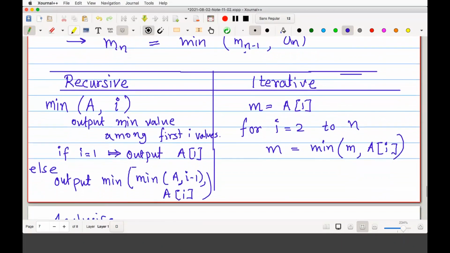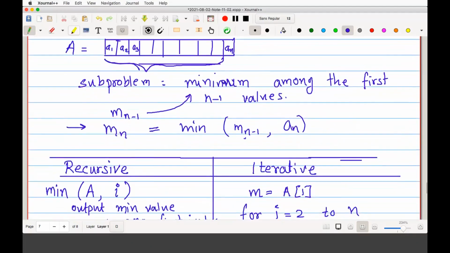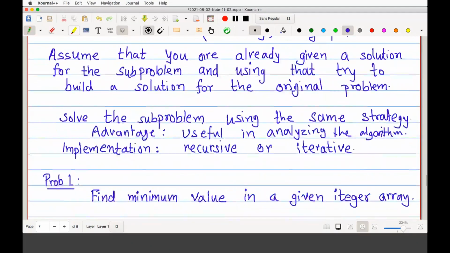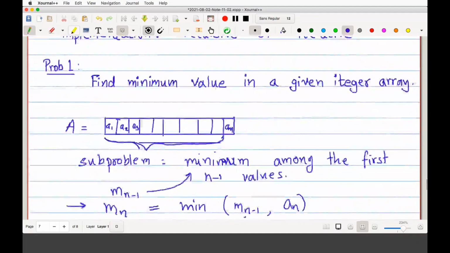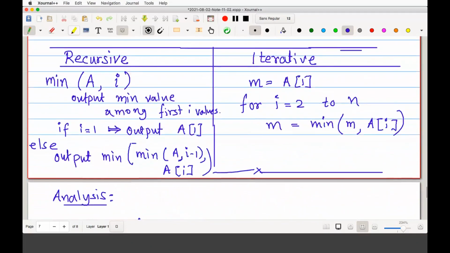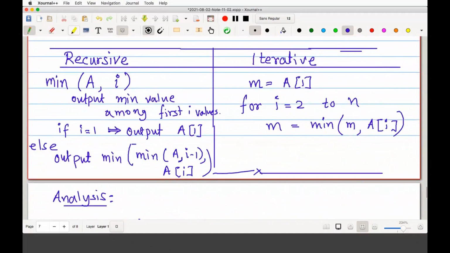So this simple example shows you how to apply this subproblem idea in this very simple setting. And in the next lecture, we'll look at some more sophisticated problems.